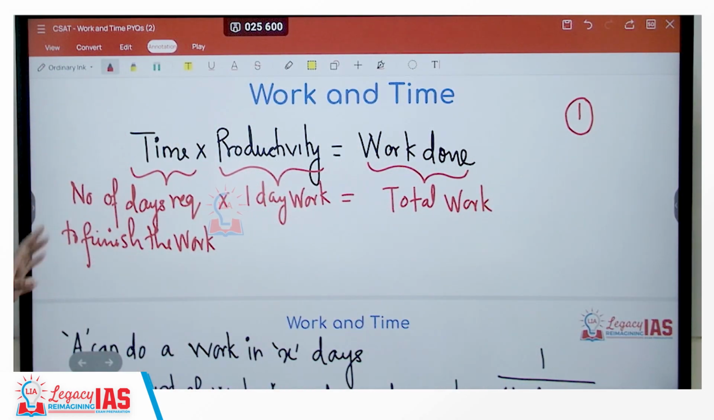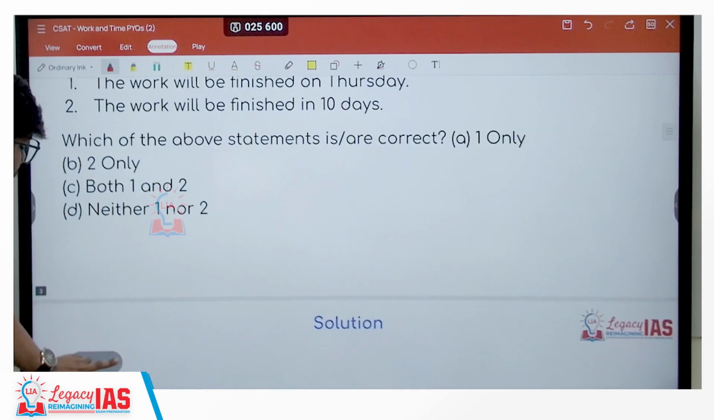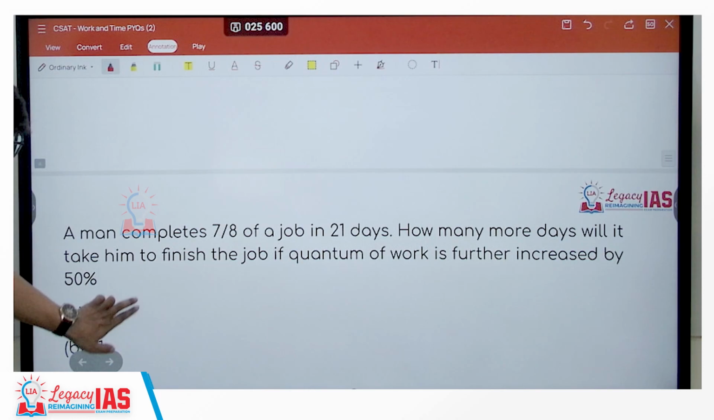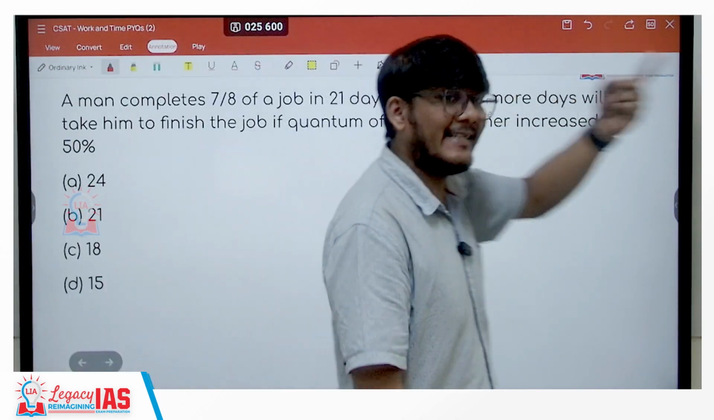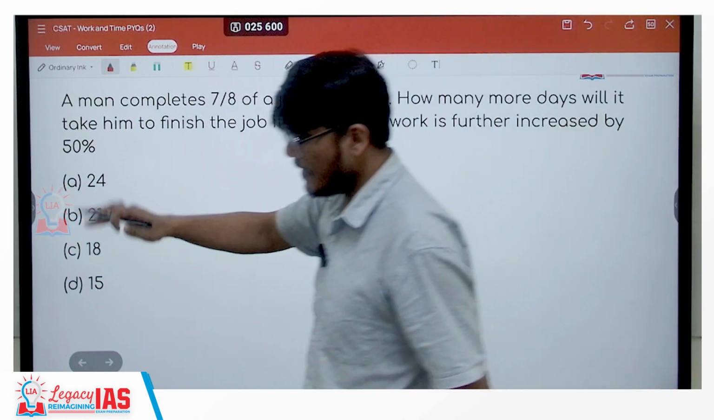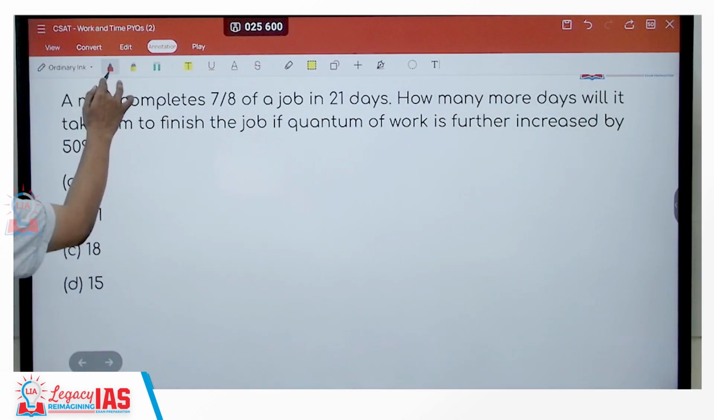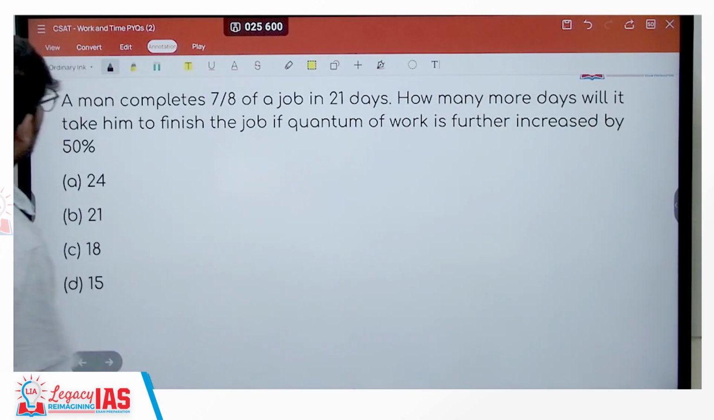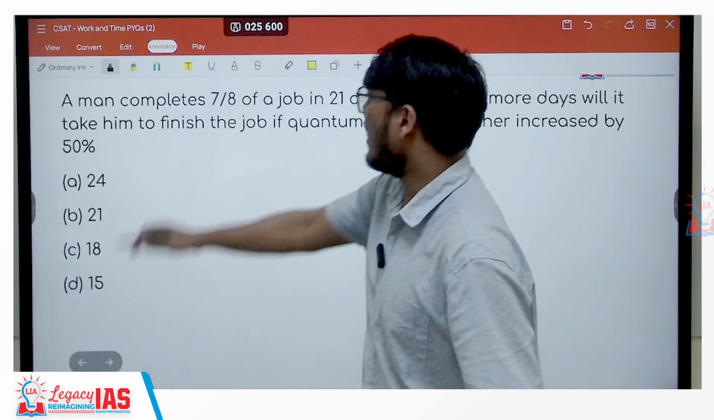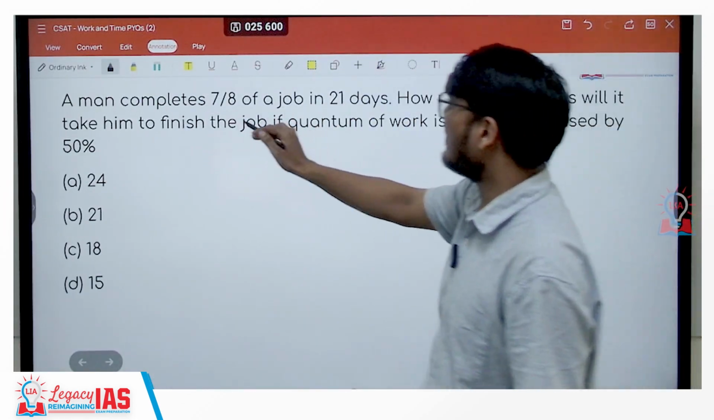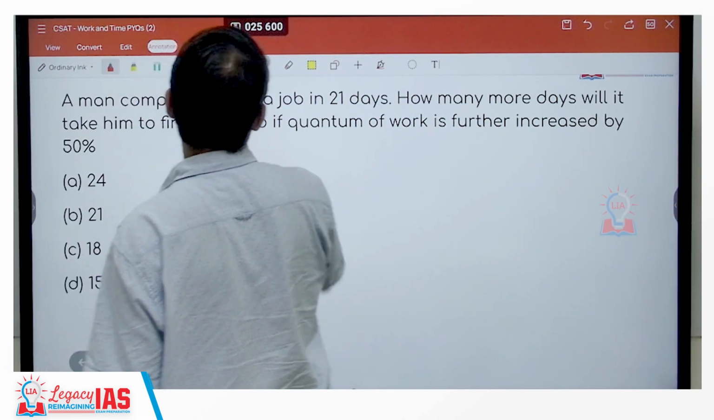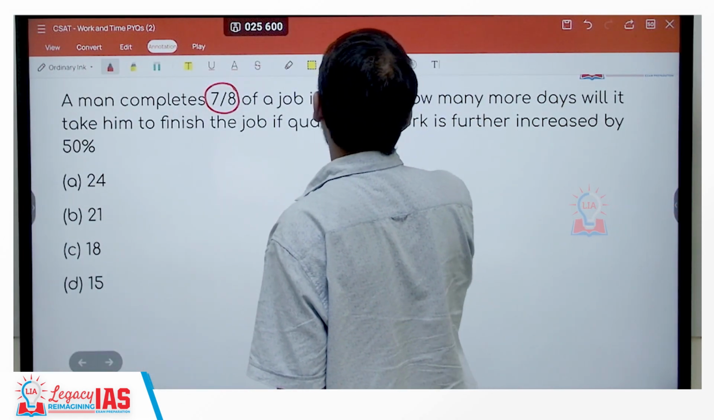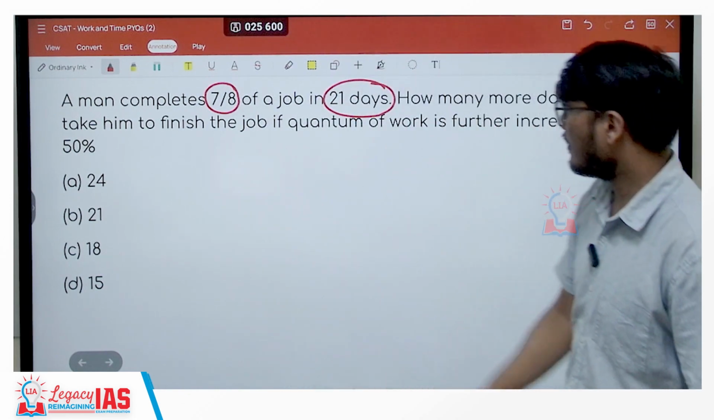Now, having understood this, let's solve actual UPSC previous year questions. This one question went on the top. We'll do it at the end. Let's start with the other ones first. Okay. Now, let's look at the question. The question says that a man completes 7 by 8 of a job in 21 days. Okay.